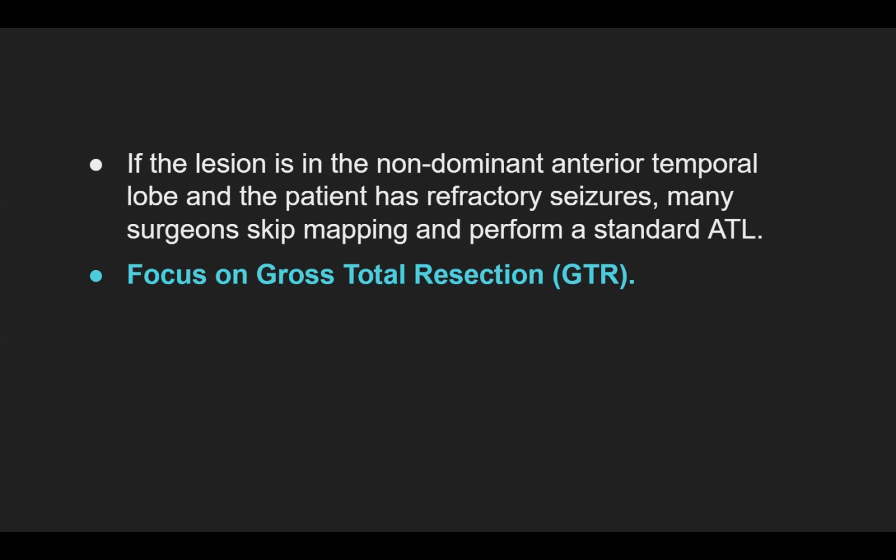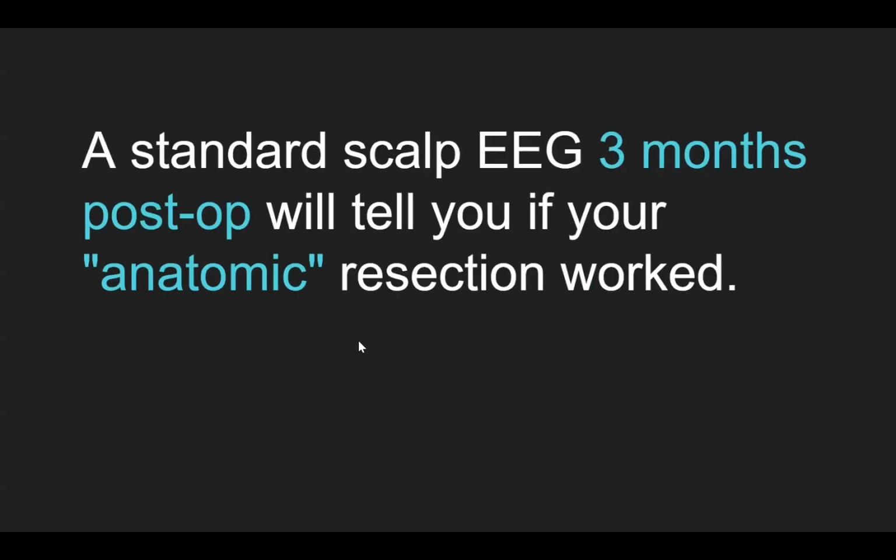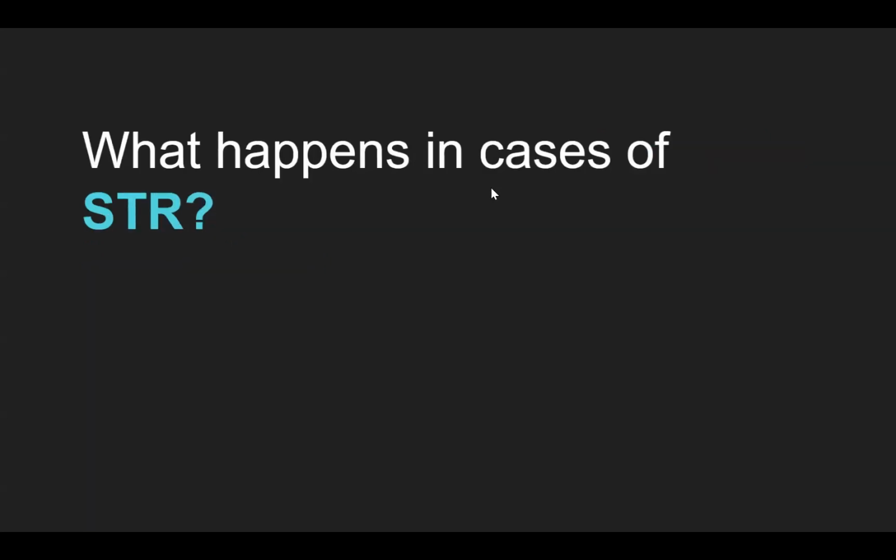The focus should be on gross total resection. The more you can get out, the better. Because what happens if the GTR is not done, we are going to cover that as well. So you have done a surgery, you have taken as much as you can, and a simple EEG 3 months postoperatively will tell you if your resection worked or not.